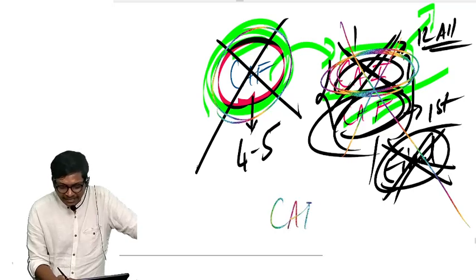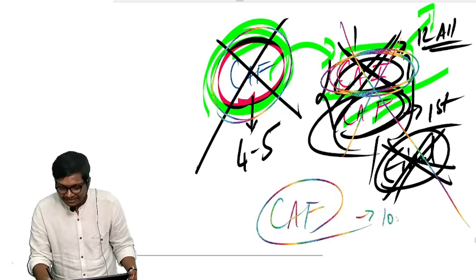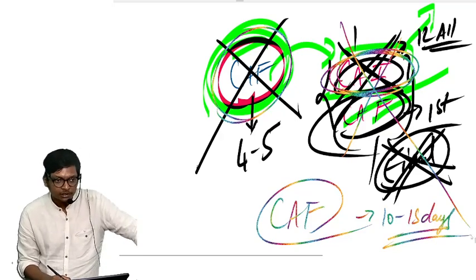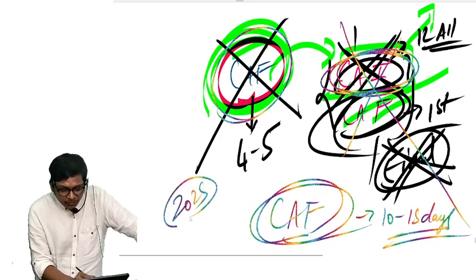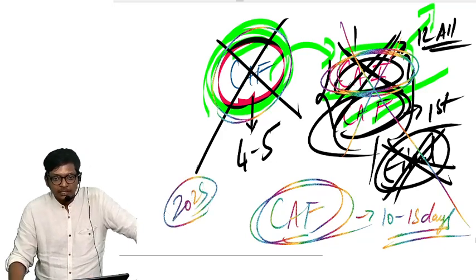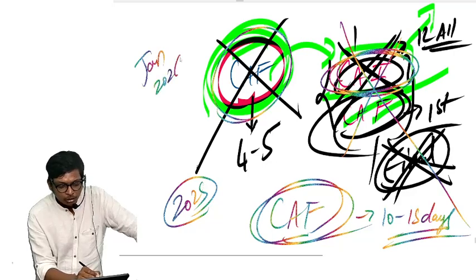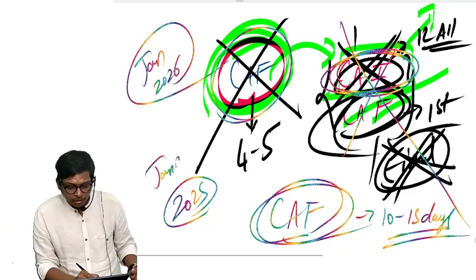Now we are at CA foundation. I want you to get the mindset that the next 10-15 days are very important in your life. Because if you're done with this now, then the whole of 2025 you are a free bird. Meaning your next inter exam is only going to be in Jan 2026. Correct? If you're done with your inter in Jan 25.